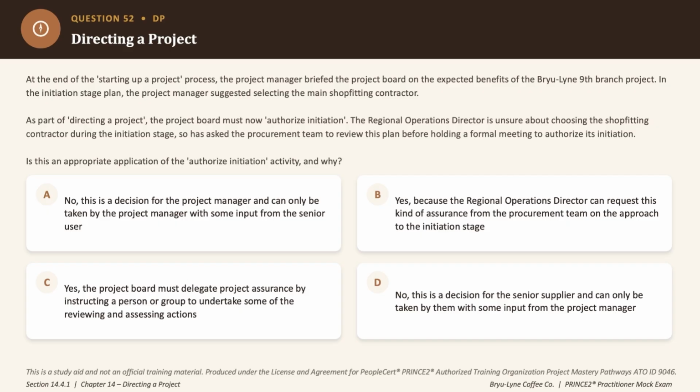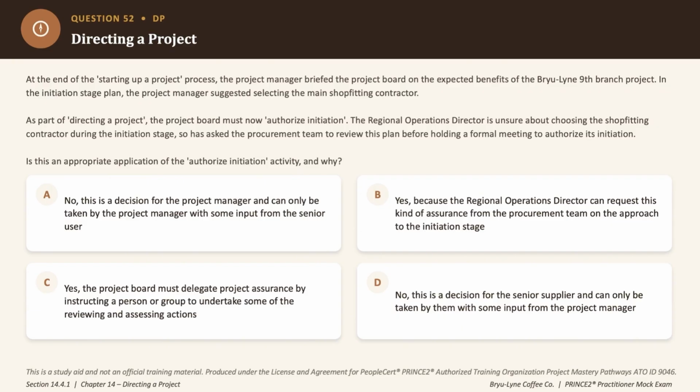Okay, so the regional operations director is unsure about the shop fitting contractor choice and asks the procurement team to review the plan before the formal authorized initiation meeting. Now, if you go back to our organizing practice, which was from question number 19, you would remember that the regional operations director is the project executive as well.